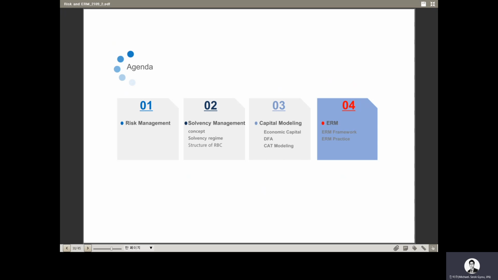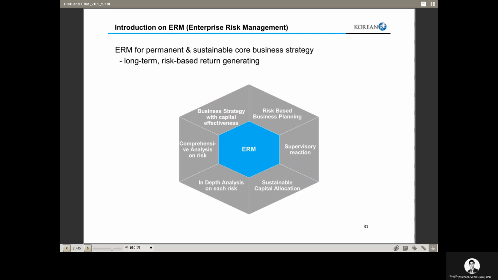From now on, I'm going to explain ERM. We're going to explain the ERM framework, and some of the ERM practices that we are currently using right now.